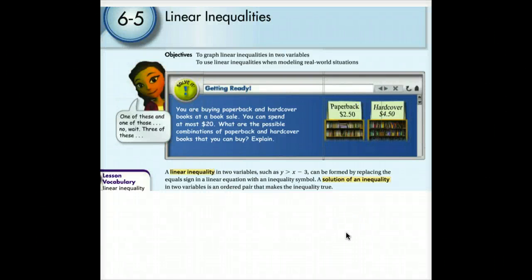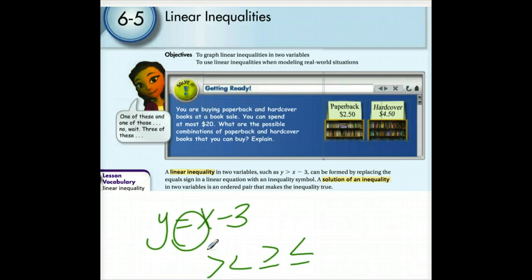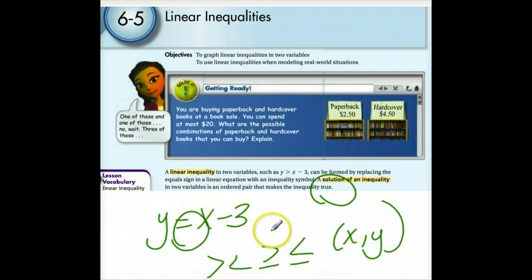6-5 Linear Inequalities. A linear inequality is the same thing as a linear equation, however we don't have the equal sign. Instead of the equal sign, we have an inequality symbol: greater than, less than, greater than or equal to, or less than or equal to. We can find a solution of an inequality with two variables. It's still going to be an ordered pair, but it has to satisfy the inequality symbol.